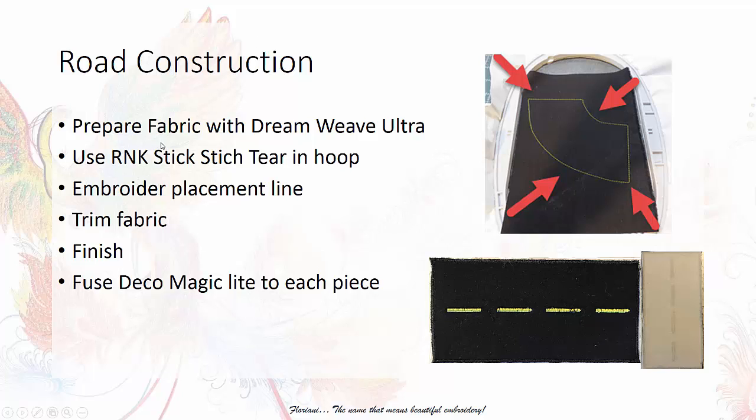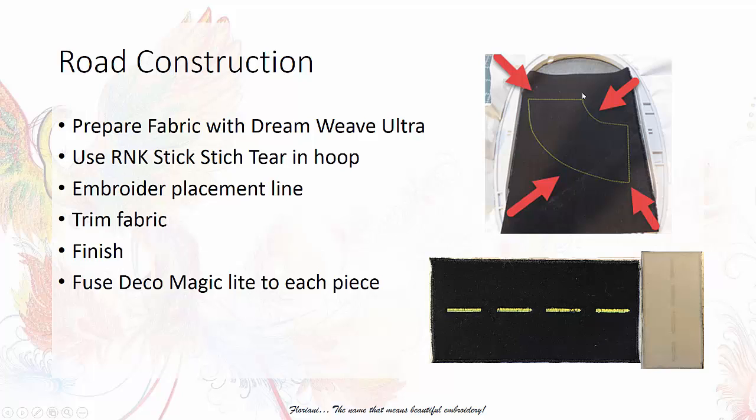You're going to use that RNK stick, stitch, and tear in the hoop. Now, you could use a different tearaway stabilizer. That's up to you. I wanted to use the stick, stitch, tear because A, it's black, B, it's a tearaway, and C, it has an adhesive on it. So I love this stabilizer. The first thing that you'll do, I've got my stick, stitch, tear in the hoop. I lay my fabric down on top of it. I stitch that first line.